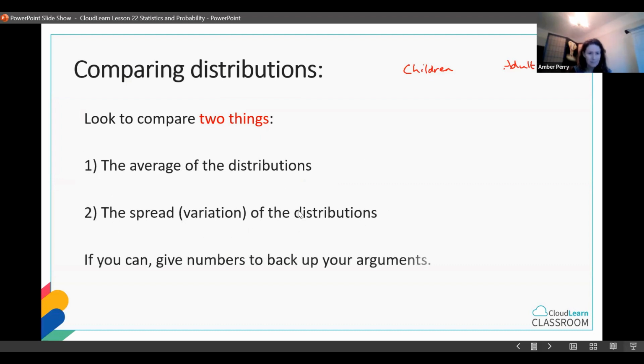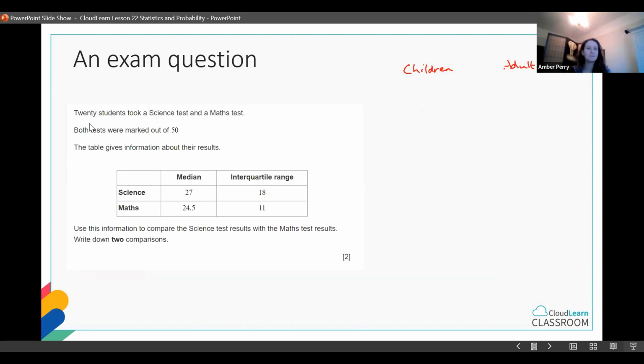So an example of this, and if you can give numbers. So it might be that you're given raw data and you have to calculate the averages, in which case you get more marks. Or it might be that you're given a question that looks a bit like this. So we've got 20 students took a science test and a maths test. And both tests were marked out of 50. So they're the same, like they're marked out of the same thing. And here is information about their results.